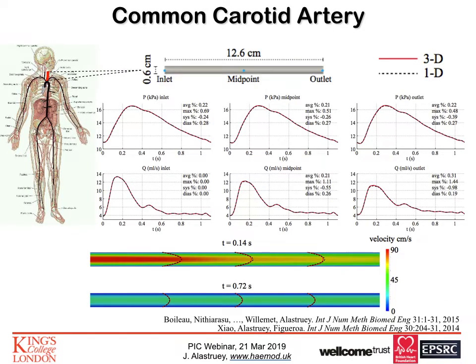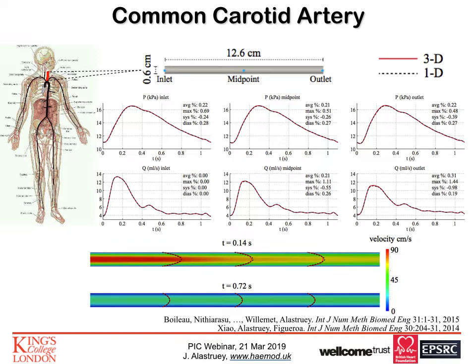First, we compare pressure and flow rate with time at the inlet, midpoint, and outlet of the idealized common carotid artery, which we simulated as a straight and uniform tube. The red lines correspond to the results given by the 3D model, and the dashed black lines to the 1D model. The color maps at the bottom show the velocity magnitude given by the 3D model at 2 time points, during flow acceleration at the start of systole and flow deceleration towards the end of systole.